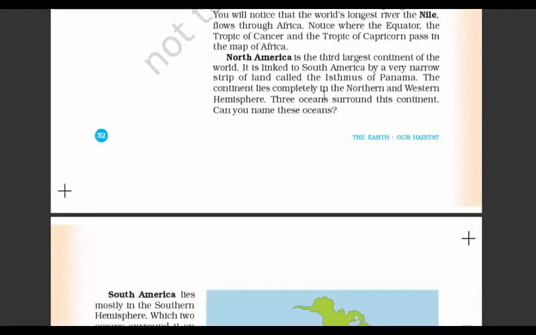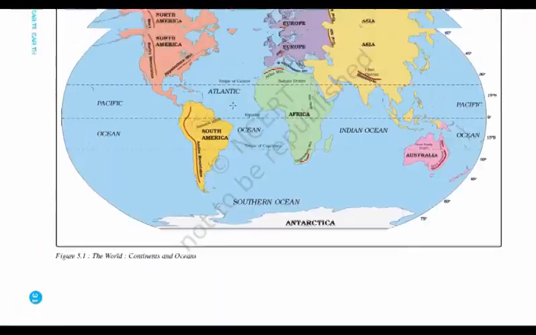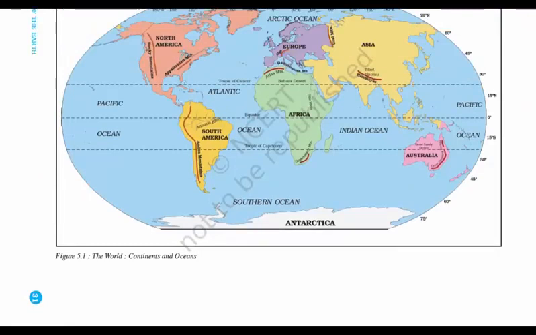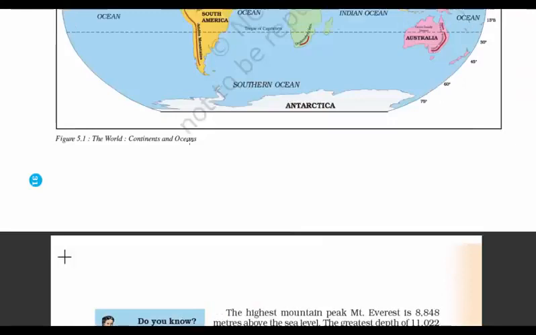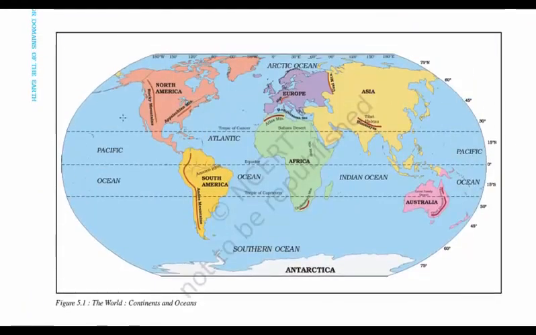Now let's go to North America. It is the third largest continent of the world, and it has a small linkage with South America. So this place where the linkage happens is called Isthmus. And if you see the map, again North America is also surrounded by three oceans. That is the Pacific, Atlantic and Arctic.